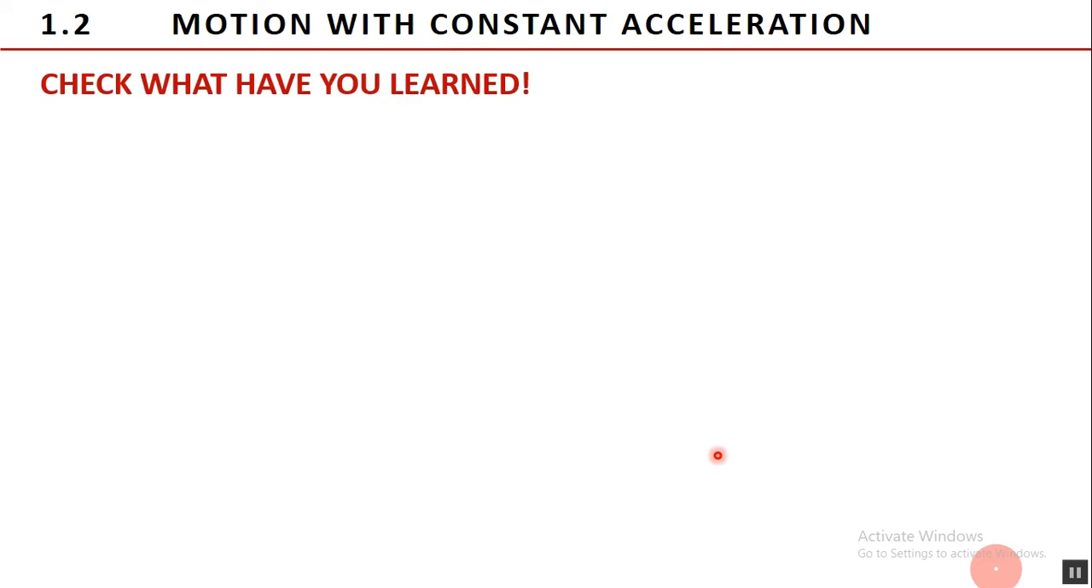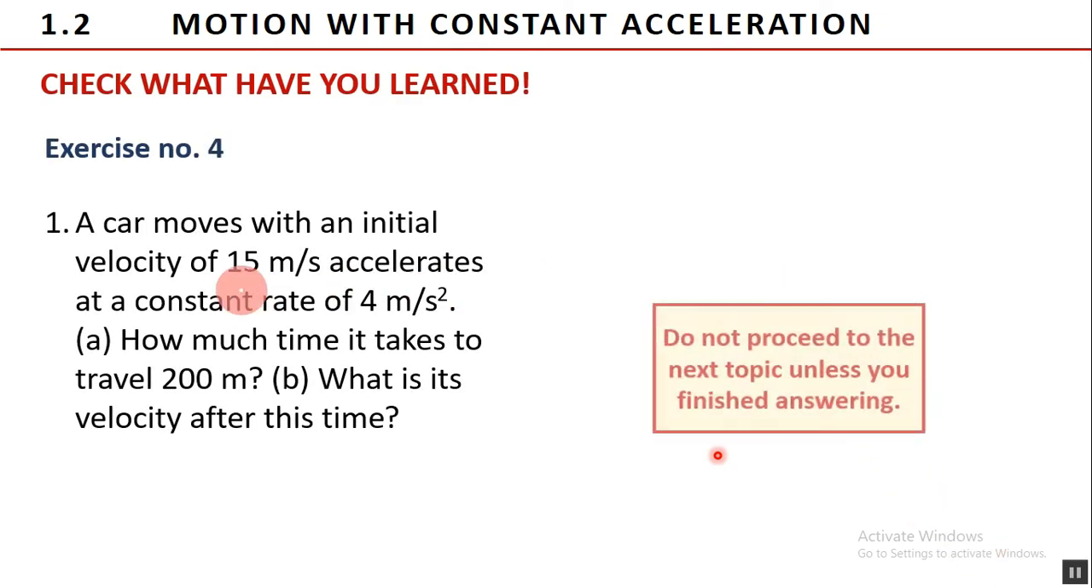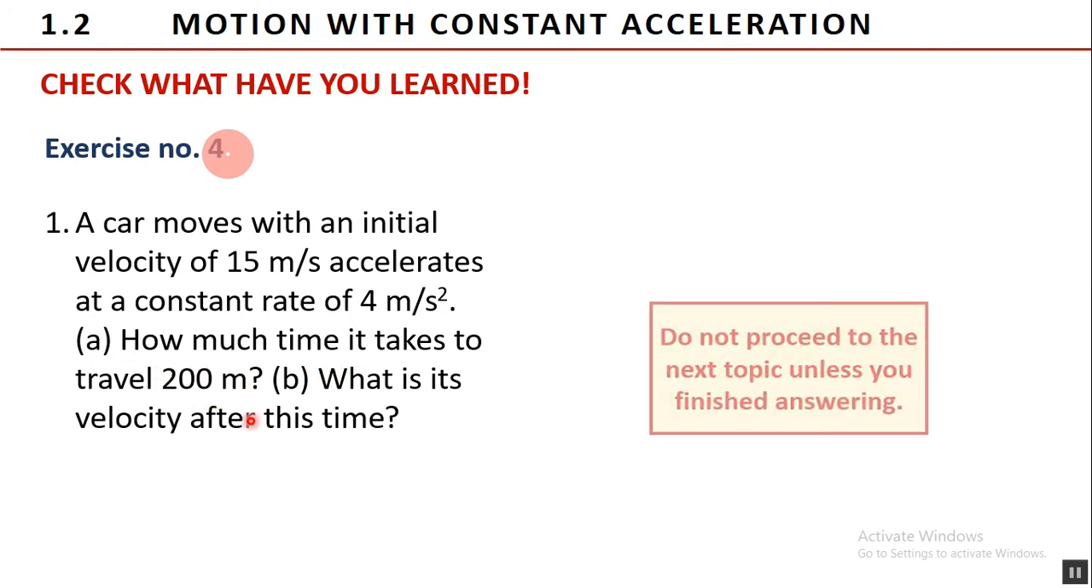Now here's another exercise problem exclusive for a bright student like you. Good luck. Exercise number 4. A car moves with an initial velocity of 15 meters per second, accelerates at a constant rate of 4 meters per second squared. Letter A, how much time does it take to travel 200 meters? Letter B, what is its velocity after this time?